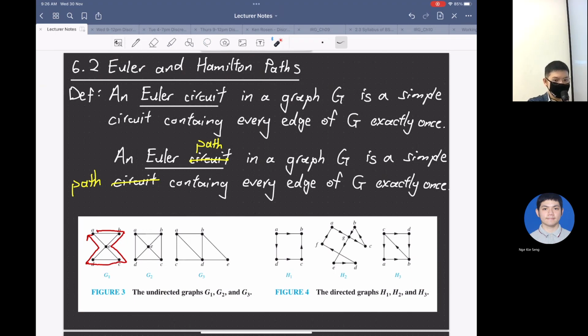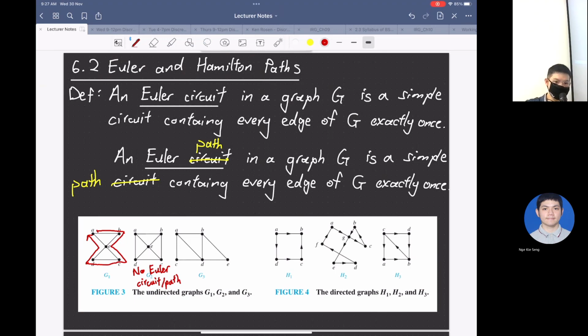Okay. How about G? G has no Euler circuit. Okay. You can try it out. But you wrote an algorithm. Okay. Just draw it out. Yeah, you need to test. I mean, you need to argue.